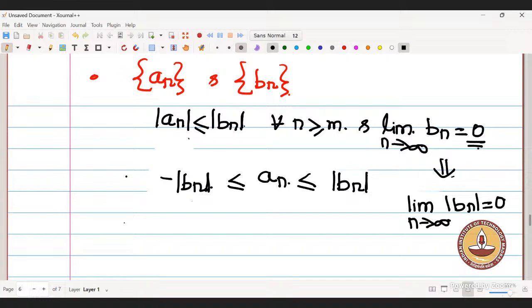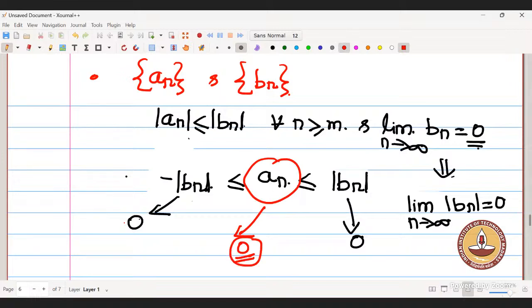If b_n is going towards zero, then its modulus will also go towards zero. Now if you take n towards infinity, this is going towards zero, and this is also going towards zero. Then whatever is left in the middle will also go to zero. That is precisely it: this thing is sandwiched in between two things which are going towards zero.